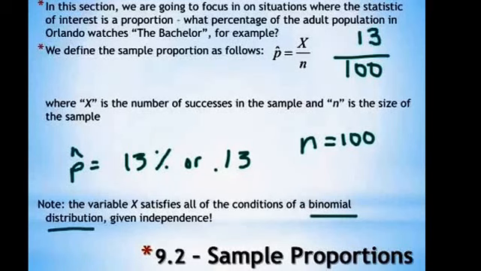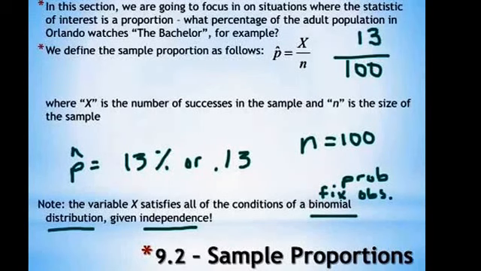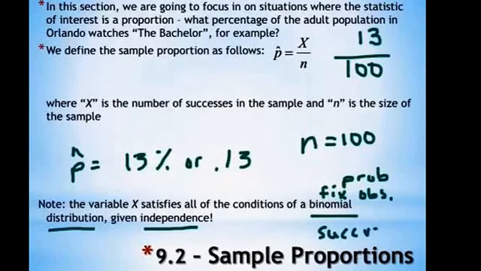So remember that the four conditions for a binomial distribution are that we have a probability being the same. There's independence. We have a fixed number of observations. And our last one is, we have success or failure.